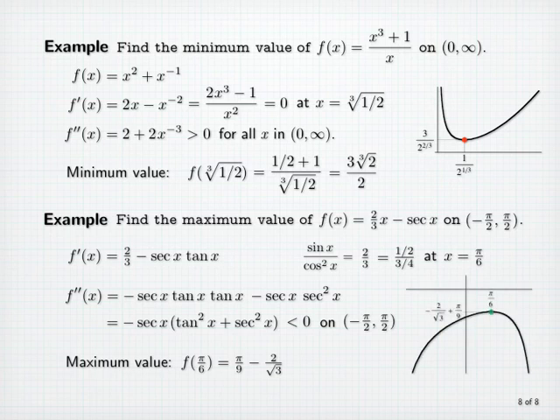Here's the graph of our function. The maximum value occurs at pi over 6, and that value is pi over 9 minus 2 over root 3.